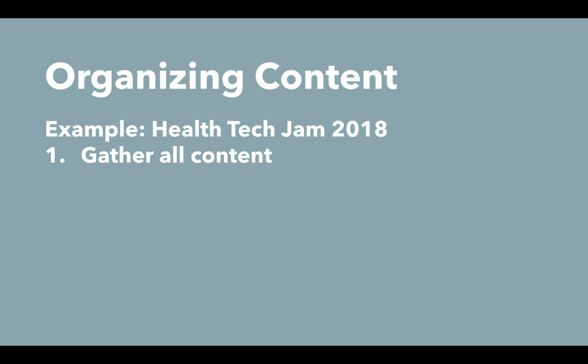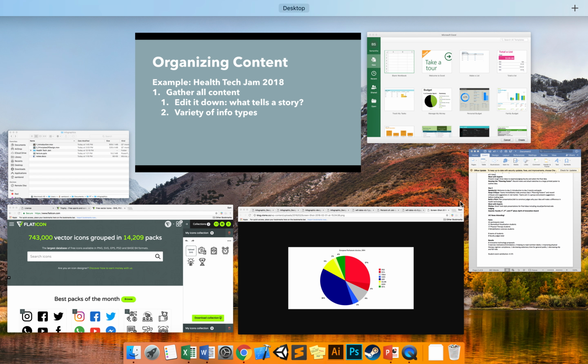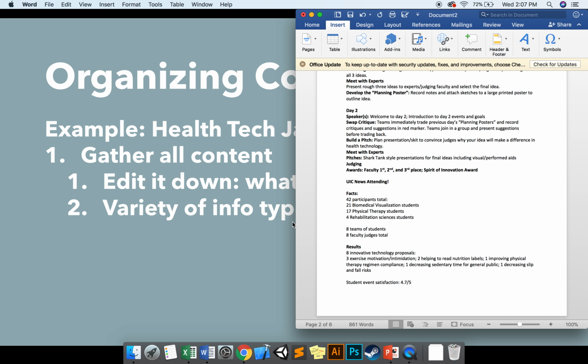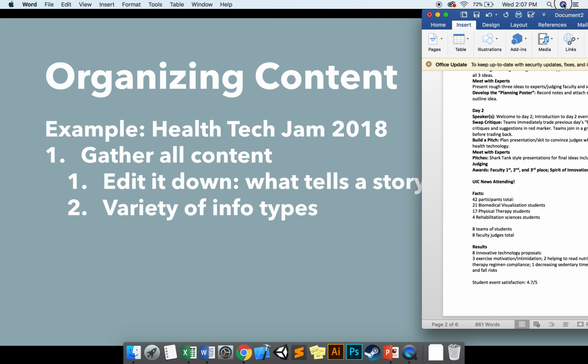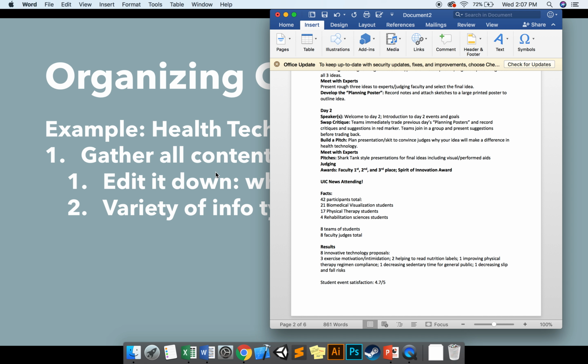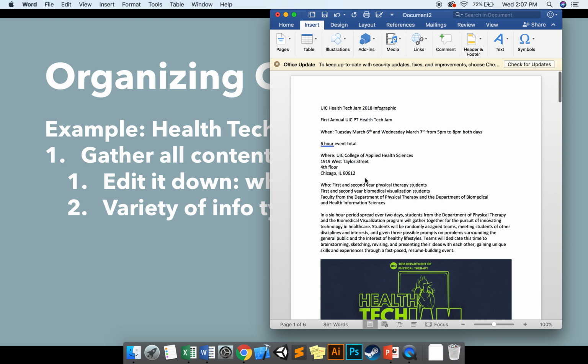So literally everything that might be relevant to what you want to include on your infographic, gather it all up and put it all in one place. And once you have that in one place, we're going to look at how we're going to edit it down. So what in this tells a story, and then is there a variety of information types in here?